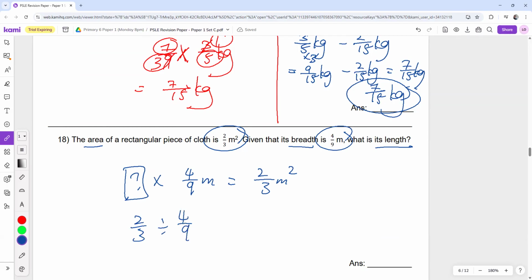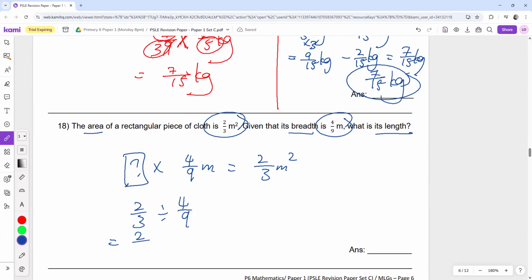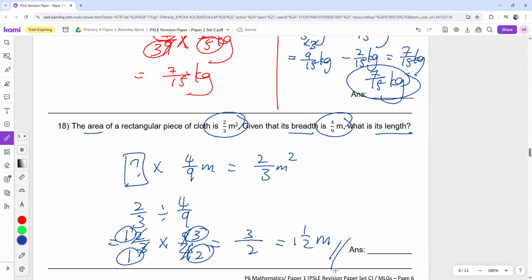Okay, and then how to divide fractions? Keep, change, flip. Okay, cancel, cancel. Divide by 2, 4 divided by 2. 3 divided by 3, 9 divided by 3. Cannot cancel already, multiply. 1 times 3, 1 times 2. And don't leave your answer as improper fraction. Change it to mixed number. So that's your answer, 1.5 meter. Okay? Okay, let's go on to question 19.